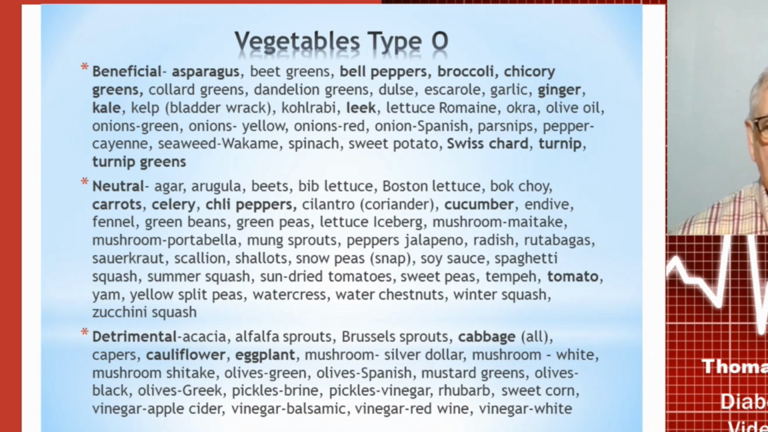So now begins the listings of the foods. You'll note that each page for that particular blood type gives the beneficial, the neutral, and the detrimental food items for each of the blood types. And these will only be up for a short while because of time limitations, but you're more than welcome to stop the video as necessary in order to take notes.